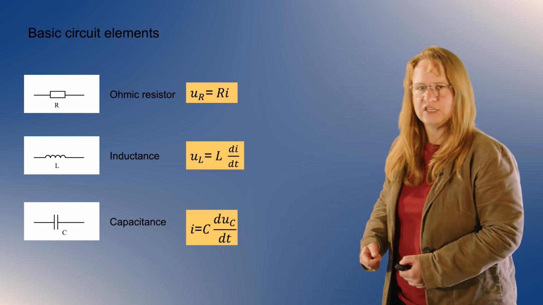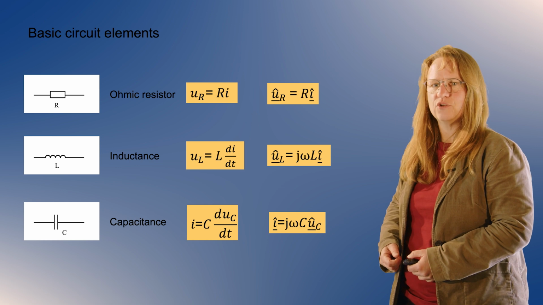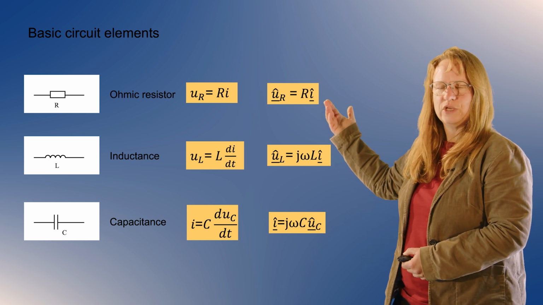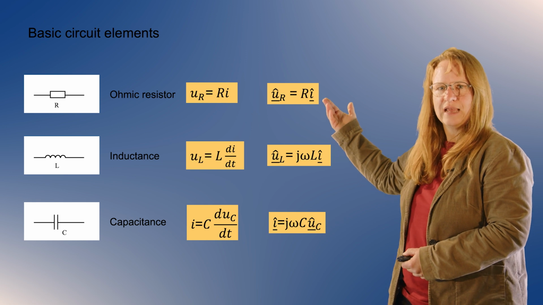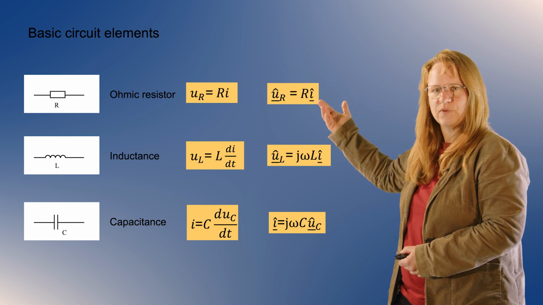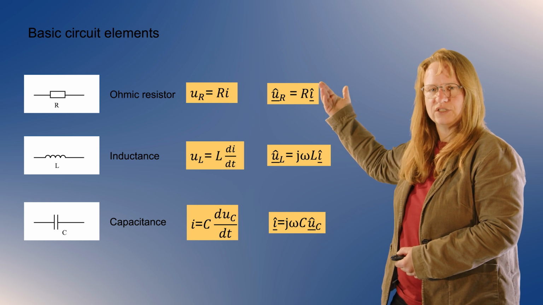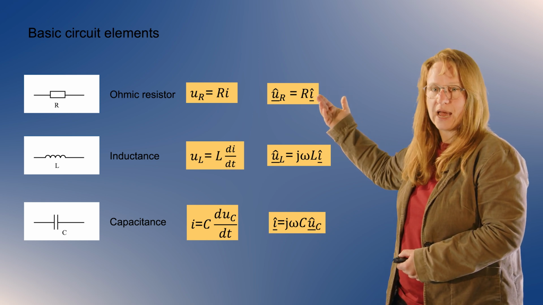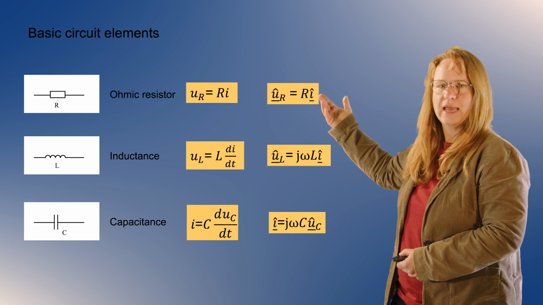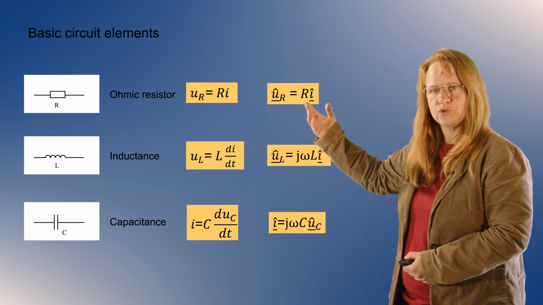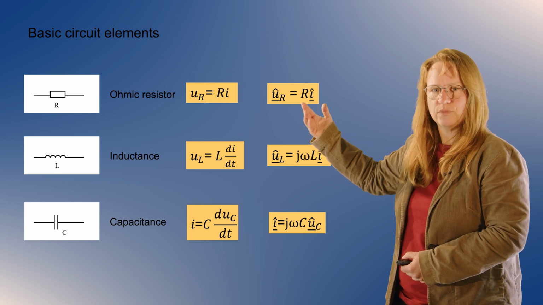So for completeness, here are also the frequency domain equations given now. In the frequency domain, we use the complex notation, and we write the complex current as I underlined, with the hat. The I hat is the amplitude of the current I in the complex plane. And this equation in the time domain just converts to the same equation in the frequency domain.